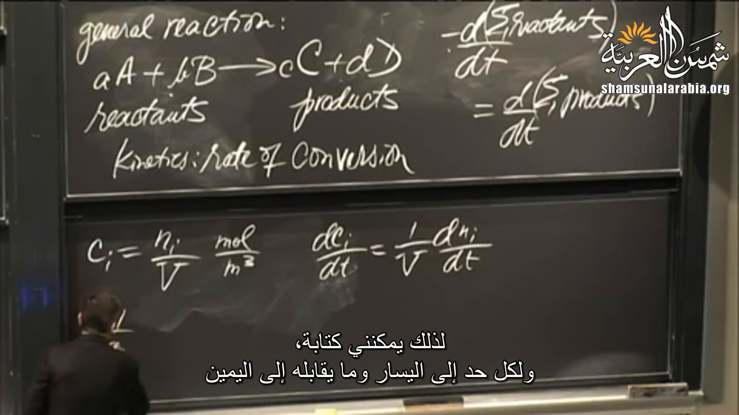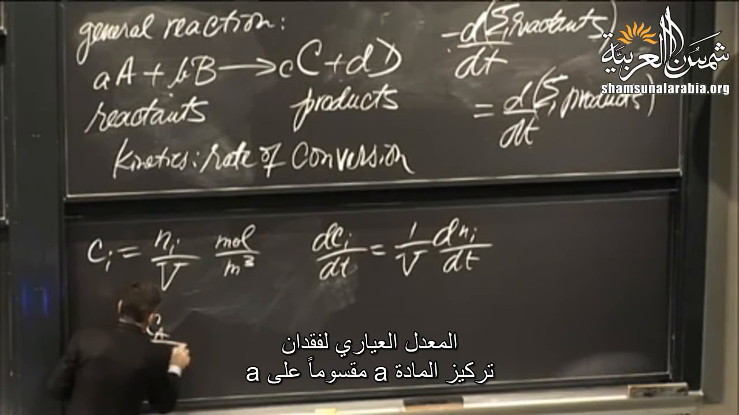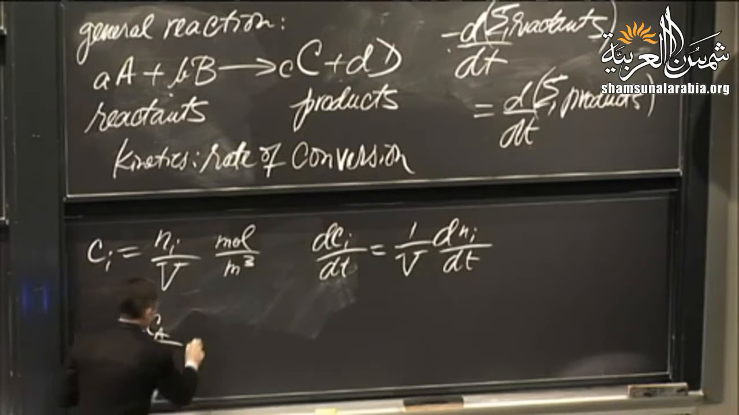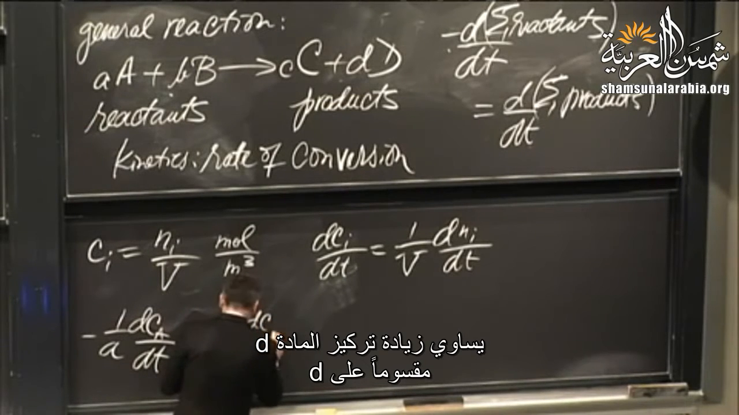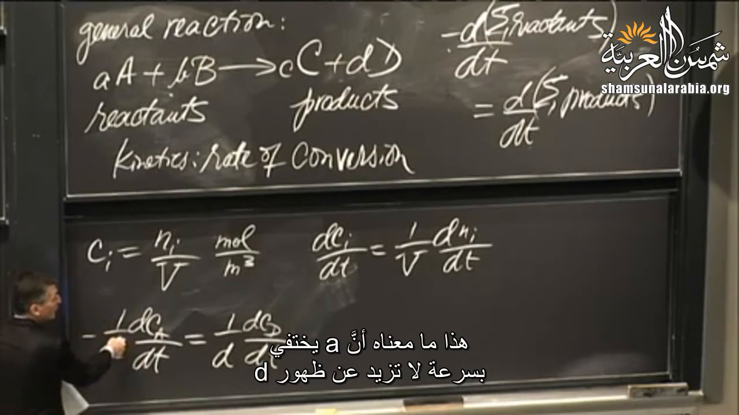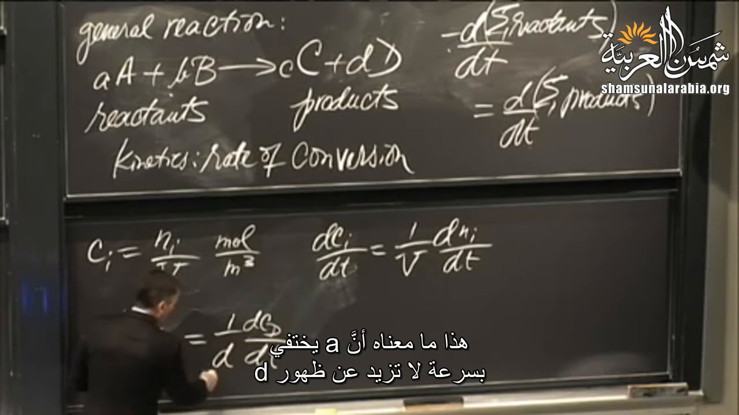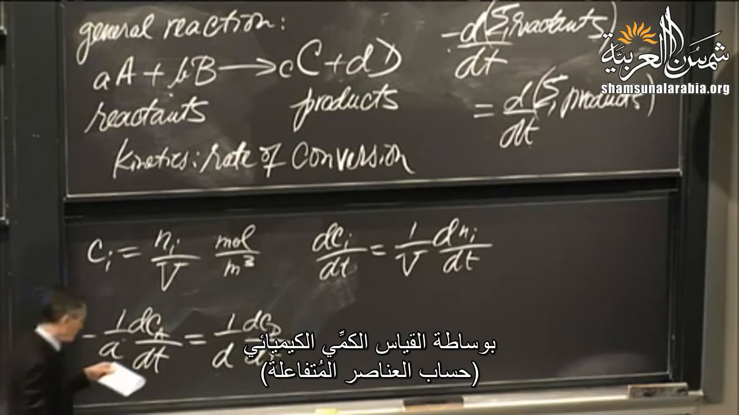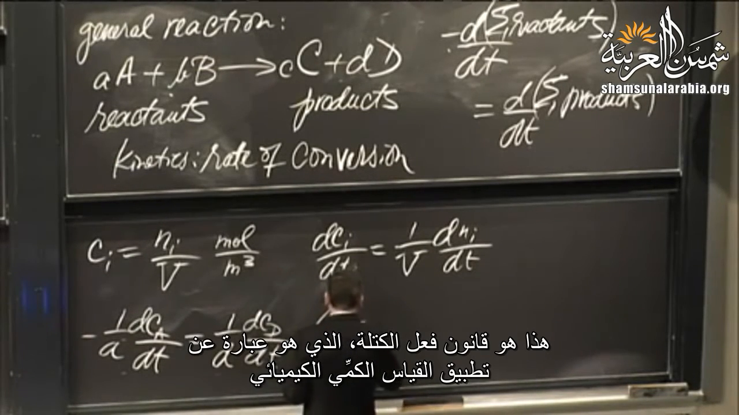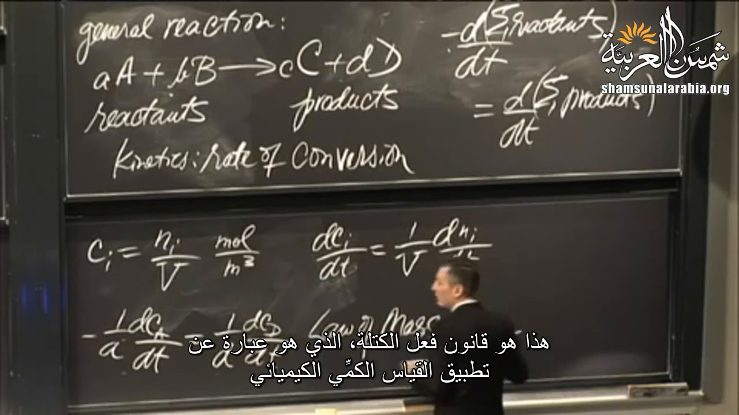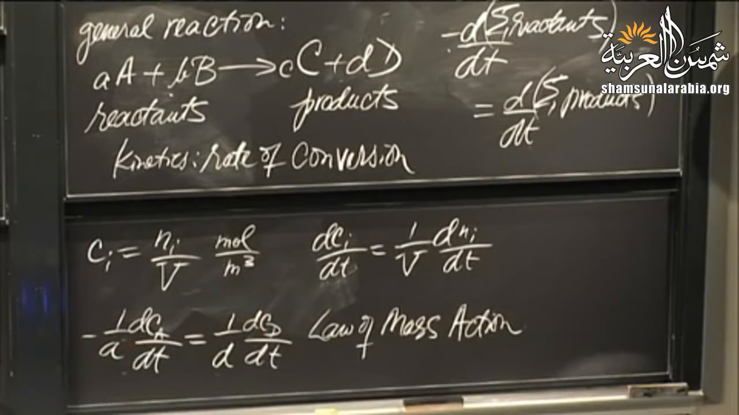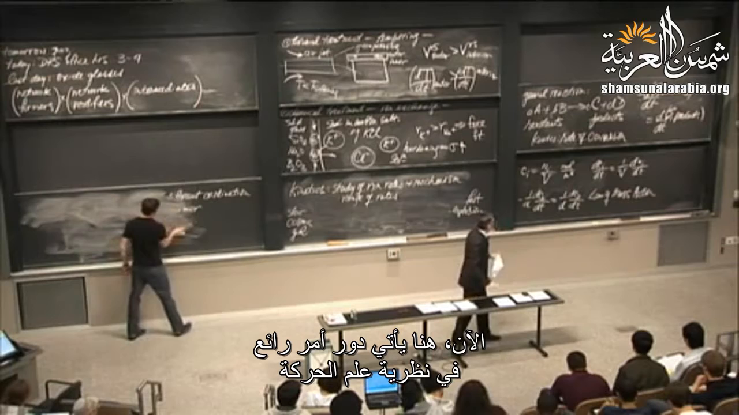So I can write term by term the normalized rate loss of the concentration of A divided by its stoichiometric coefficient, for example, would equal the normalized gain of the concentration of D. So this is just saying A disappears no faster than D appears, mediated by the stoichiometric coefficients. So this is just law of mass action, which is stoichiometry. Stoichiometry in motion, isn't it? That's all it is. So now here comes the cool thing of kinetic theory.